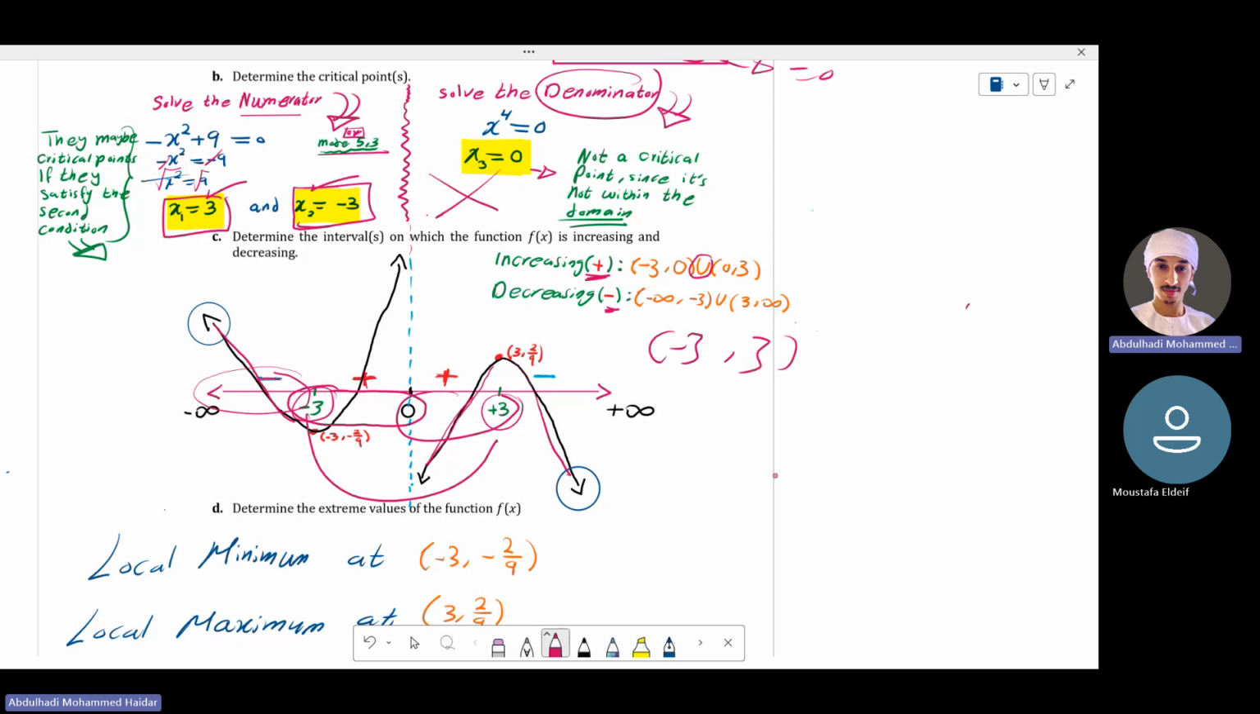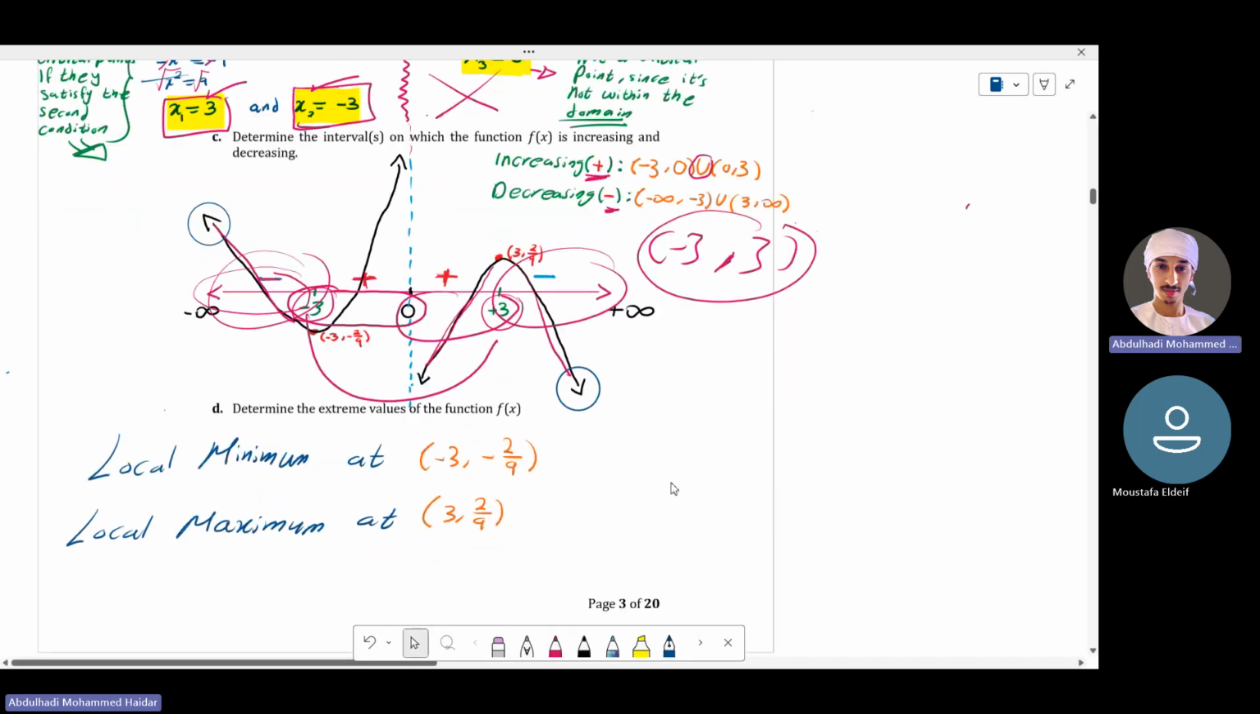Because 0 is not within the domain. So you have to make it from minus 3 to 0, and then from 0 to 3. If I put it directly from minus 3 to 3, it means that I put the 0 within this interval, which is not allowed. And then the decreasing intervals are for the negative signs. This one and this one, easy.